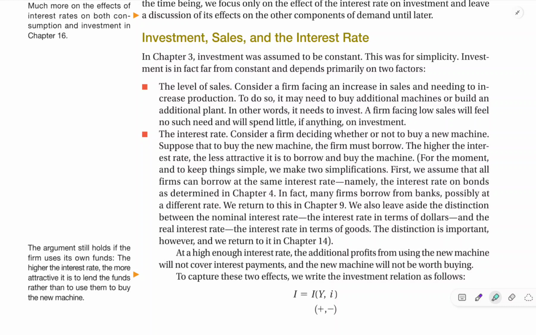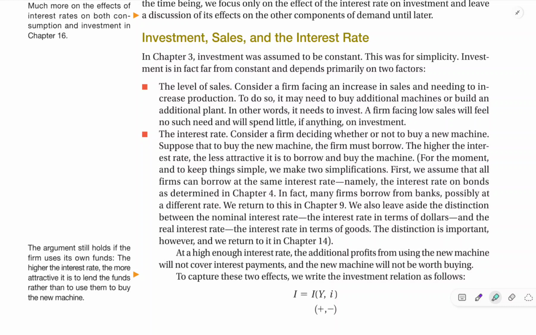Number two, the interest rate. Consider a firm deciding whether or not to buy a new machine. Suppose that to buy the new machine, the firm must borrow. The higher the interest rate, the less attractive it is to borrow and buy the machine. For the moment, and to keep things simple, we make two simplifications. First, we assume that all firms can borrow at the same interest rate, namely the interest rate on bonds as defined in chapter 4. In fact, many firms borrow from banks, possibly at a different rate. We return to this in chapter 9.